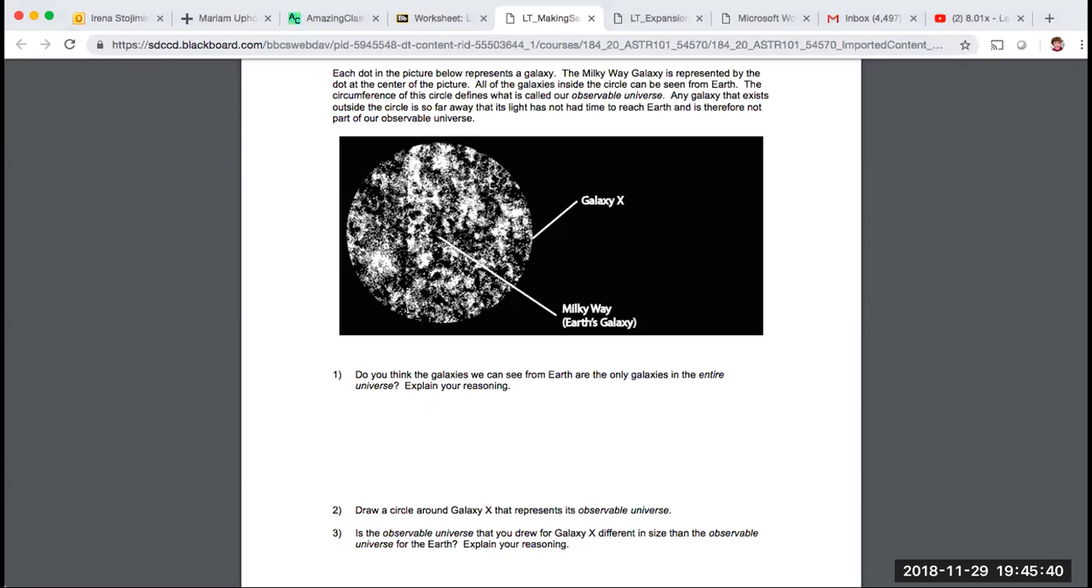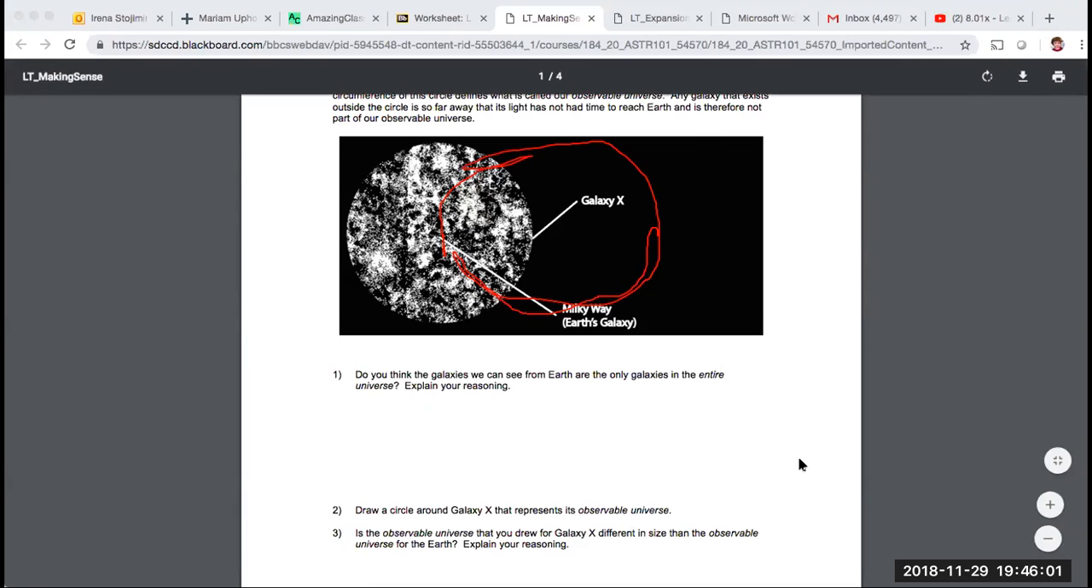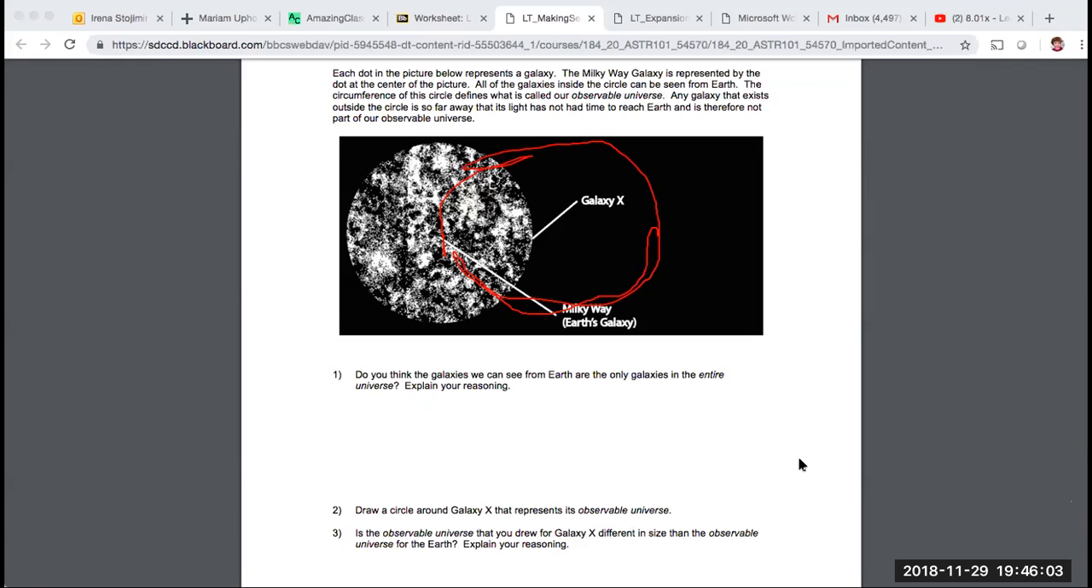Basically, because galaxy X is on our edge, its observable universe should be exactly the same as this sphere. This is a horrible drawing, but you get the point, right? It's centered on galaxy X and it's the same size sphere or circle as this circle over here. Okay, good, great. Is the size of this universe different than the observable universe for the Earth?